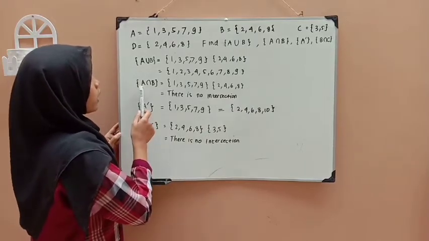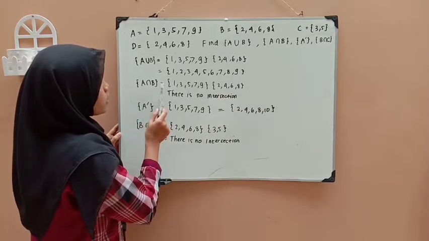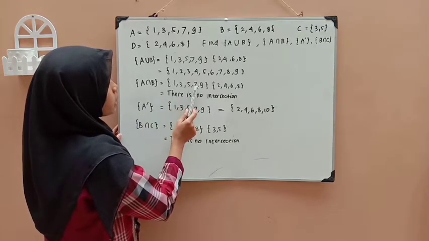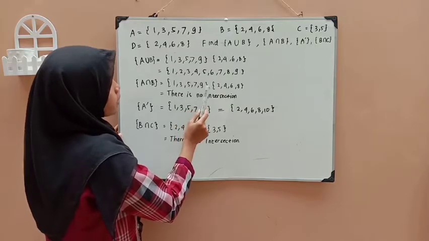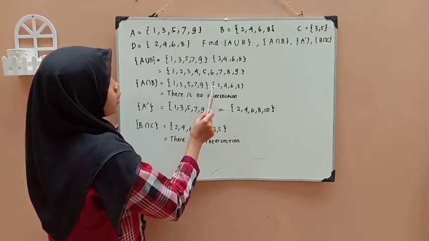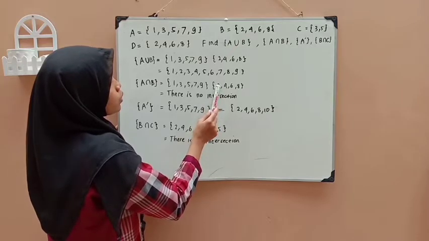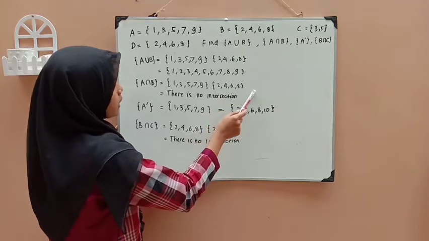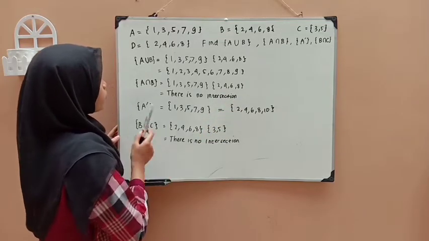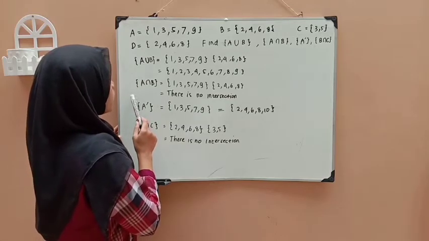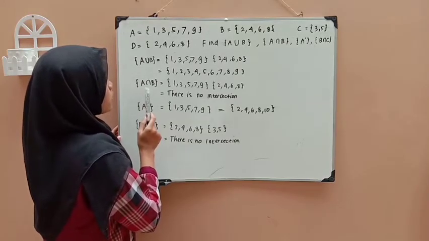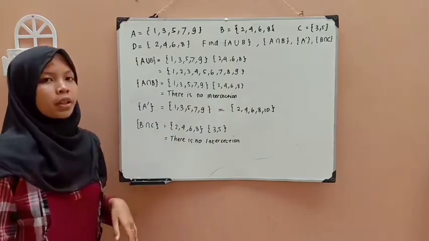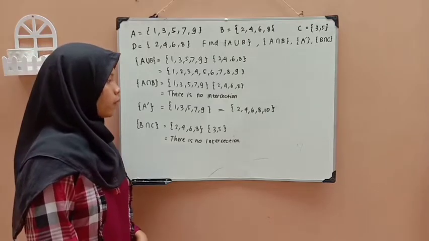And A intersection B equals set A {1, 3, 5, 7, 9} intersection set B {2, 4, 6, 8}. So for set A intersection B, there is no intersection because there are no equal numbers.